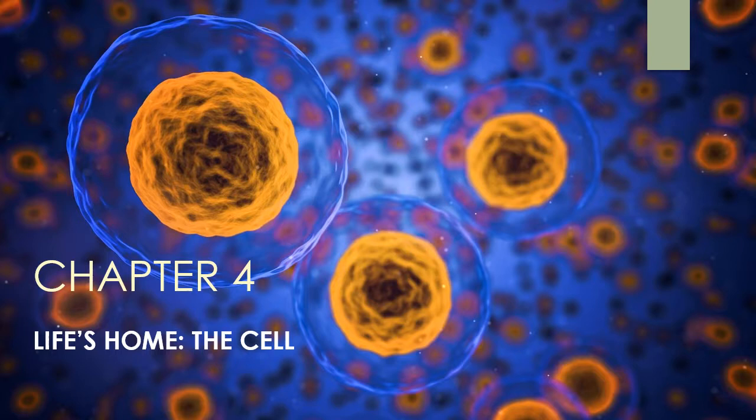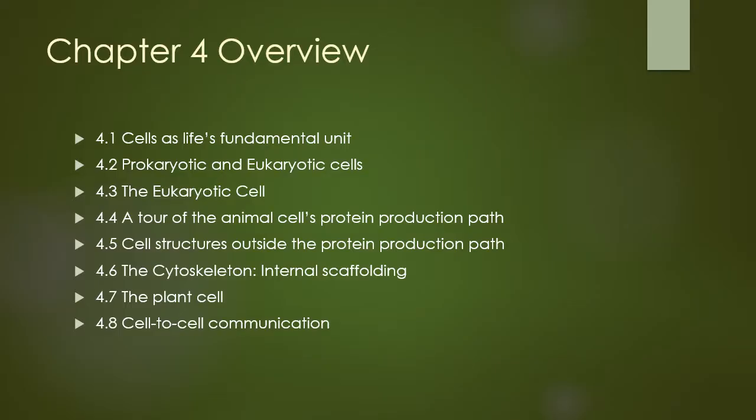Hi, welcome back to chapter 4. This week we'll be looking at life's home, the cell. In this chapter, we will cover cells as life's fundamental unit. We'll look at two different types of cells called prokaryotic and eukaryotic cells. We'll go into detail about each of those cells. For the eukaryotic cell, we'll look at a tour of the animal cell's protein production path.